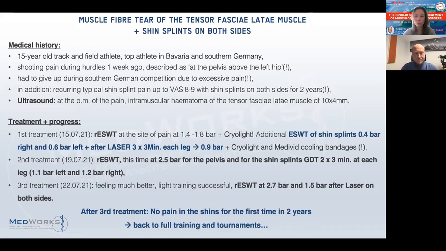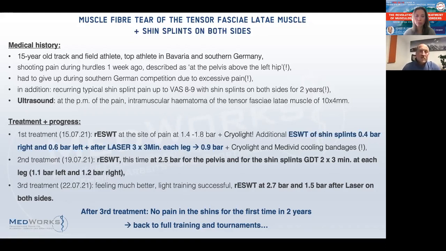Then we treated him 3 times with laser and shockwave. We also tried to use the shockwave first, and we had 0.4 bar at his shin splints, and after the laser we could put 0.9 bar on it. And after 3 treatments, we had 1.5 bar on both sides of the shin splints, and the pain was gone.